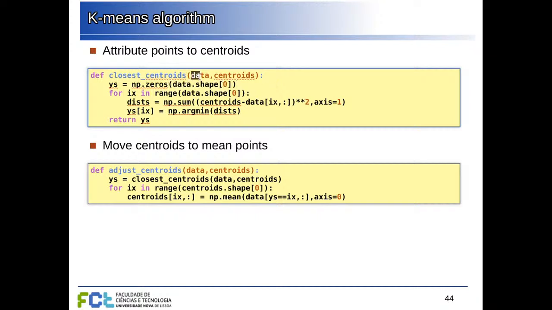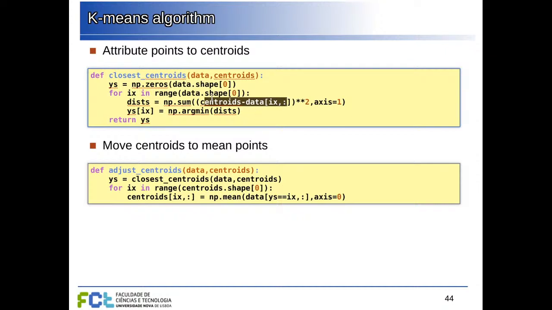So let's imagine that our data is a matrix with each example in a row. So each feature is a different column and all the examples are different rows. So data shape 0 will be the number of rows. This is the number of examples, and we need to have as many labels as the examples. So we create this vector, and now for each row in our table, or for the index of each example, we are going to compute the distances between all the centroids and this point.